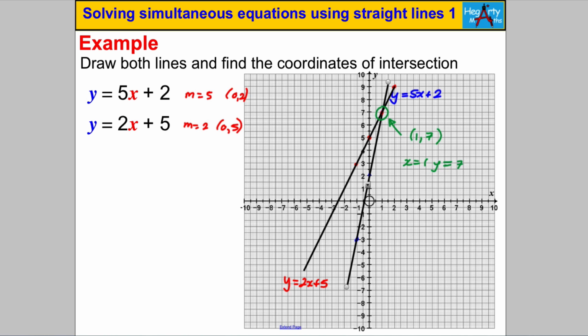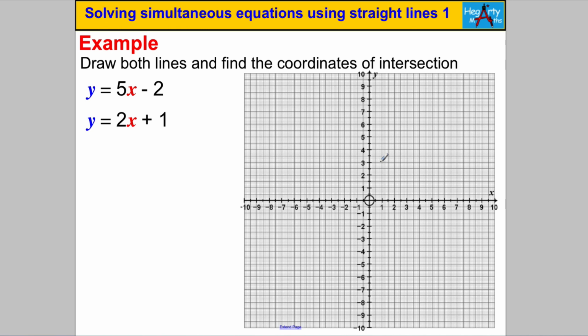Now, normally the straight lines would be drawn for you, and you just use them to solve the simultaneous equations, because to draw the straight lines and find the intersection is probably harder than using algebra. But for the purposes of this video, I'm going to draw them as well, just to give you some extra practice doing that skill. So let's do another one.